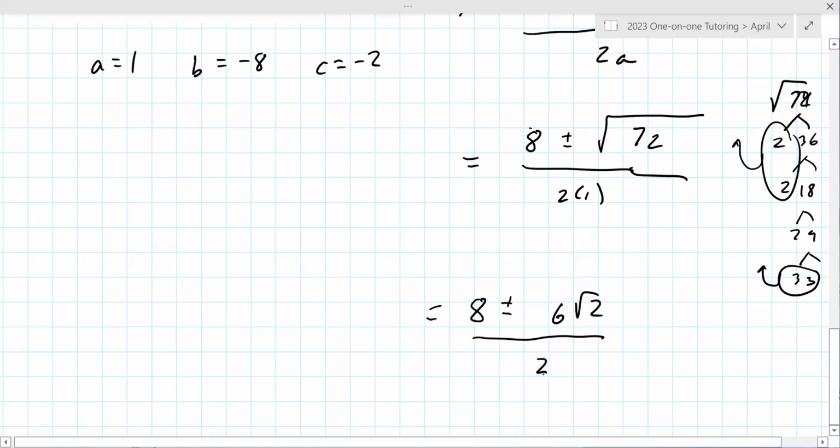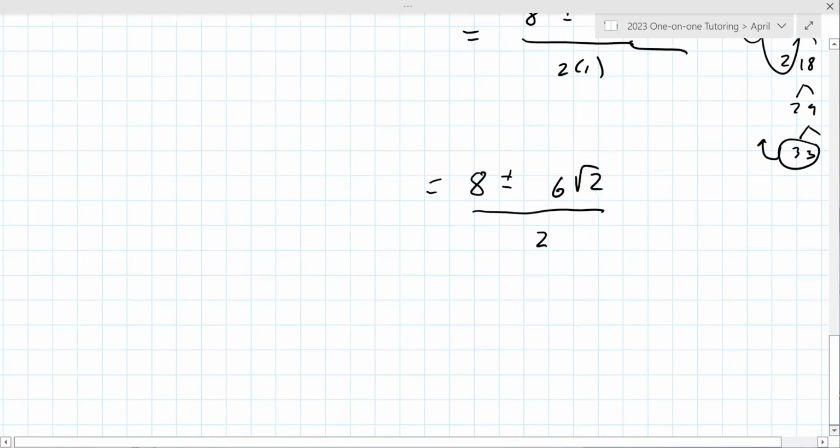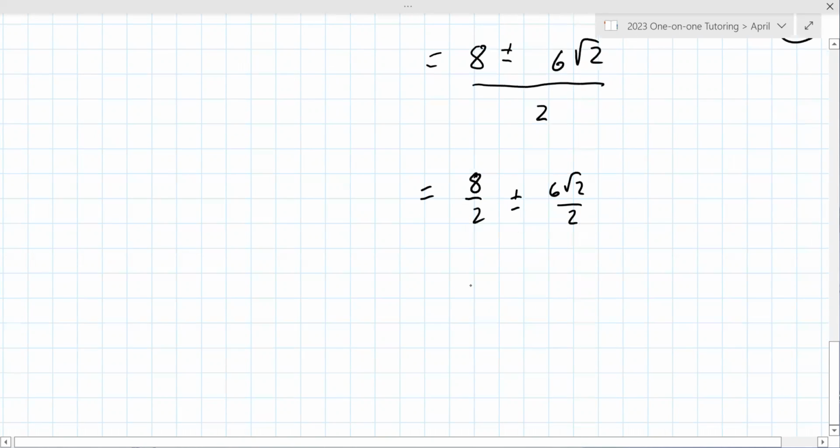And here you divide both of them by 2. Okay. So it becomes 8 over 2 plus or minus 6 square root 2 over 2. So that's 4 plus or minus 3 square root of 2. That's your two answers.